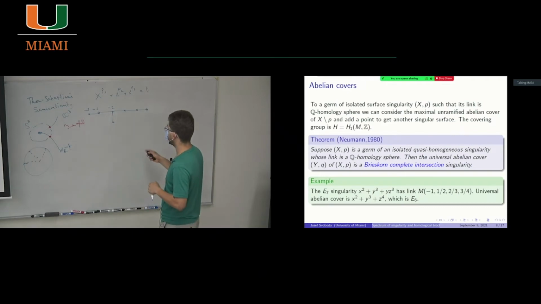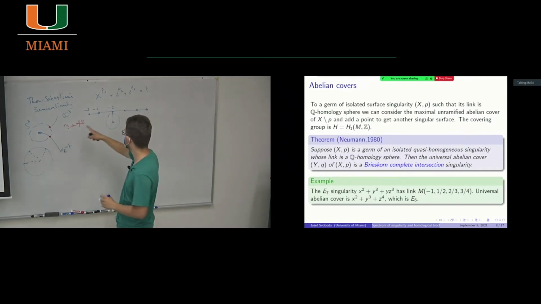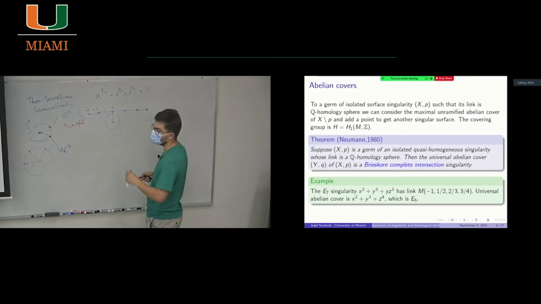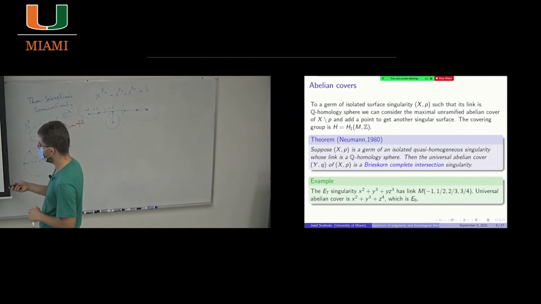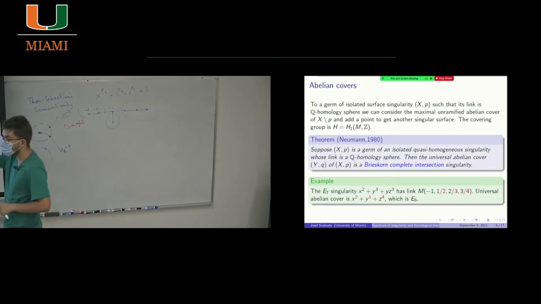Those numbers you can get from this diagram using continued fractions. This leg corresponds to this 1/2, this one corresponds to this 2/3, and this one corresponds to this 3/4. The important numbers here are these denominators, because this is the only information which we need to get the abelian cover.